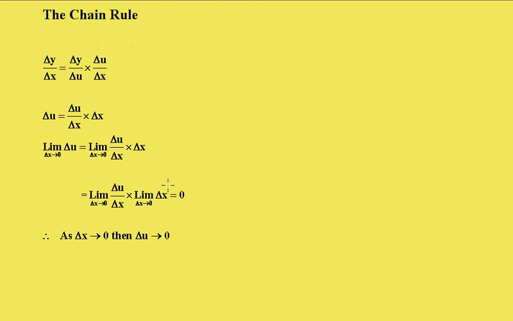Now we can see that this one here must go towards 0. So of course, if that goes to 0, that means that this will go to 0. And obviously, if delta x goes to 0, then delta u will go to 0. And this is a very important part of proving the chain rule.